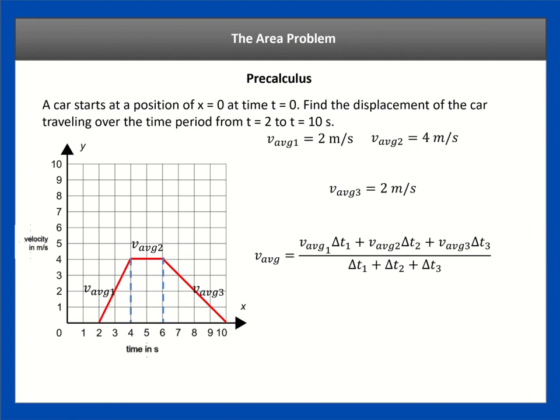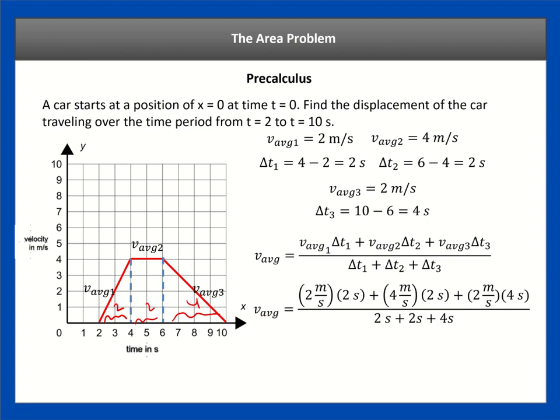So if I do that, notice that average velocity 1 is 2, the average for the second part is 4, and so on. And the time period for this one is 2 seconds, the time period for the second one is 2 seconds, and then the time period for the other one is 4 seconds. So if I plug those in for my average velocity and the time period, and then I calculate the average for the whole curve, I get 20/8 meters per second.